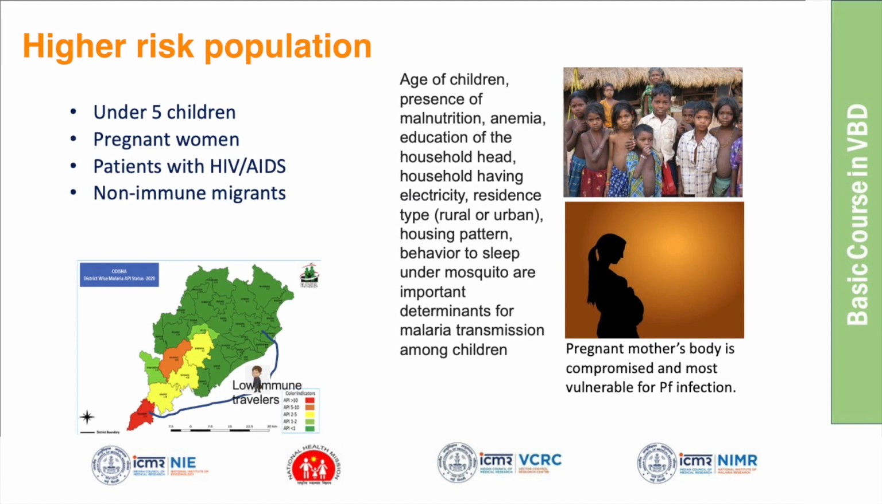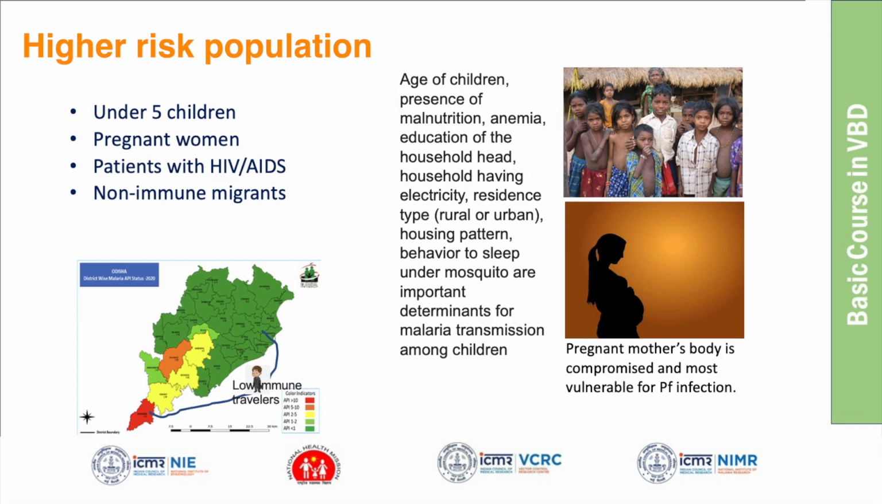These are the high-risk populations by age: under-5 children, pregnant women, patients with HIV/AIDS, and non-immune migrants. Non-immune migrants means, as I have shown in a picture here, suppose a person from Puri district goes to Malkangiri for work or business. That person is non-immune to malaria, and there is malaria transmission going on. Even a small infection can affect this person. These things happen when there is travel. We have not taken care of all these things earlier. Now, when we are going towards elimination, these things have to be thought through very carefully. But this is a very huge task, tracking people at this level.